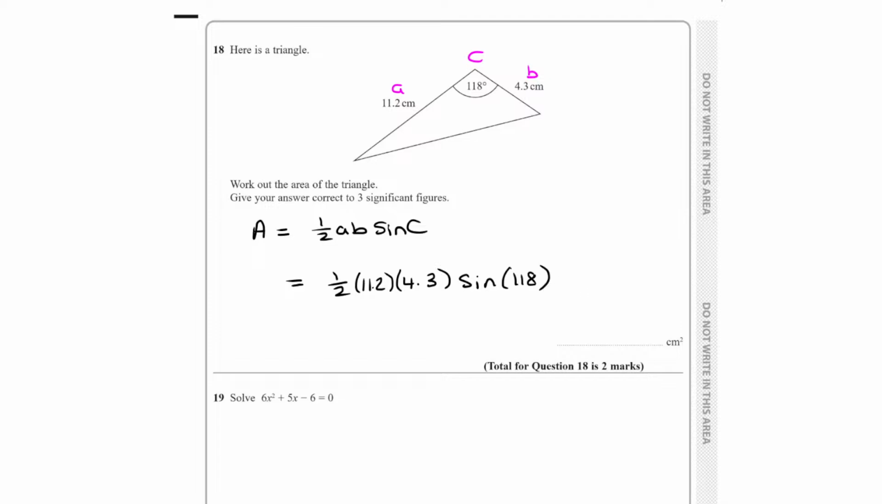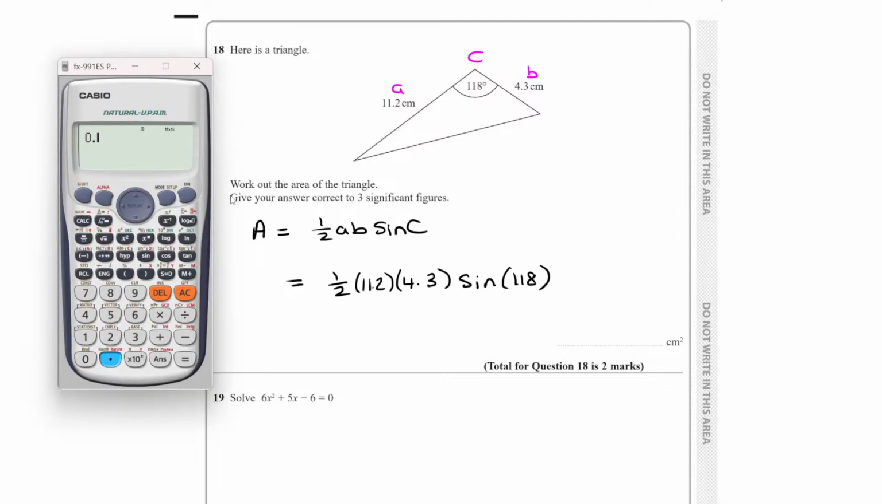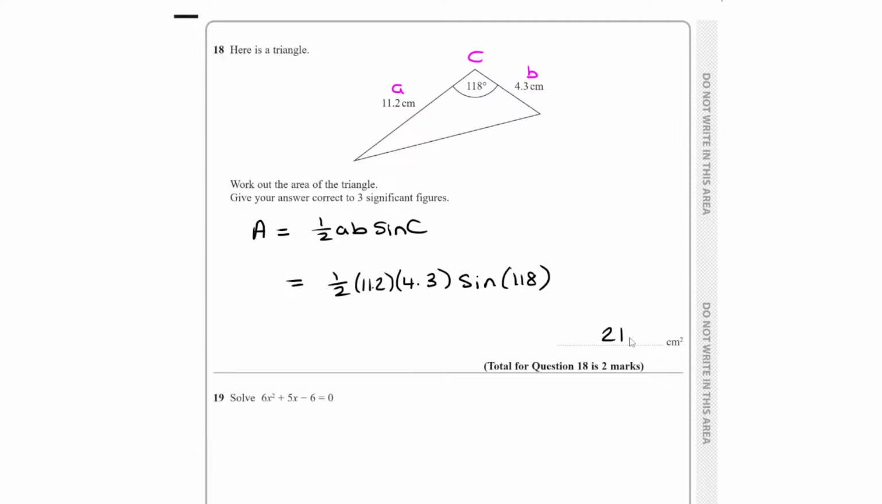So I would just type this into my calculator. 11.2 times 4.3, just make sure we get all the numbers right. Sine 118. Now I've got 21.26. Technically they have said round it to 3 significant figures, so obviously that would be 21.3, but again I'm assuming they're probably not that bothered by the rounding as long as you've got that 21 answer. But that's it. So that's a really nice one.